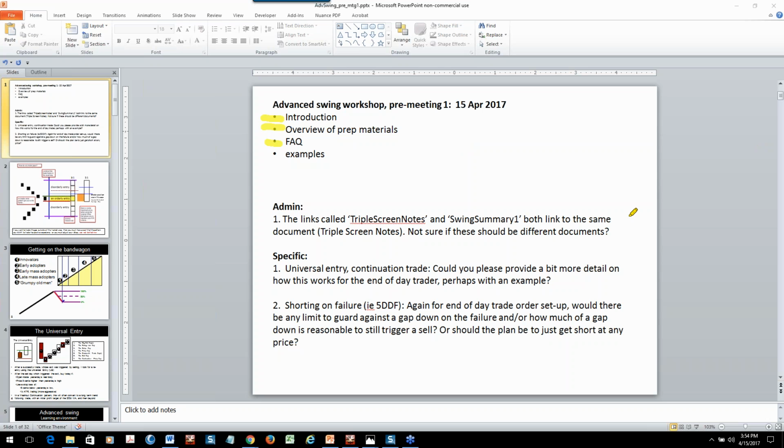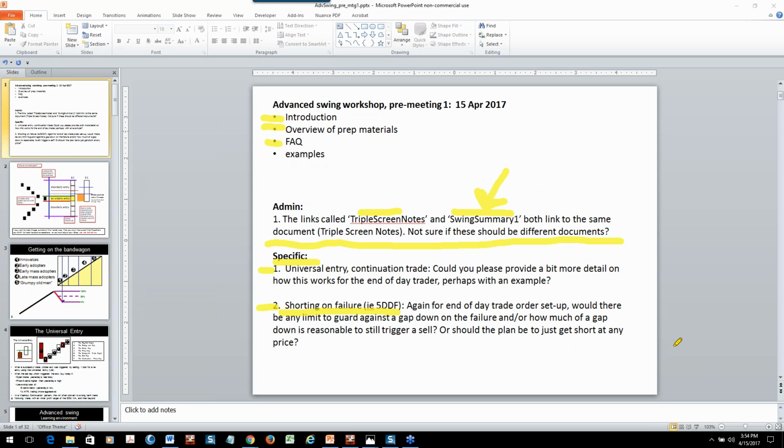explanations matter. So a couple folks pointed out that I had cross-linked the triple screen notes and the swing summary. That's cleaned up now. The swing summary just shows a paragraph description of some non-systems or some advanced strategies that we use. So we got that clear. And then there were two other particular questions. One was on the universal entry, and one was on shorting on failure. And so I want to cover those next with our time remaining.